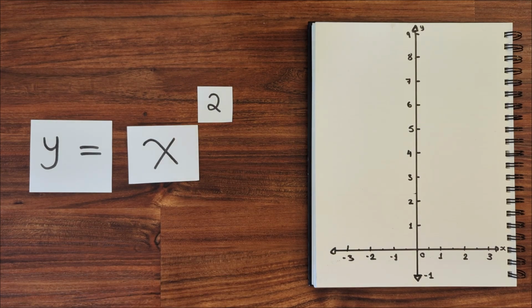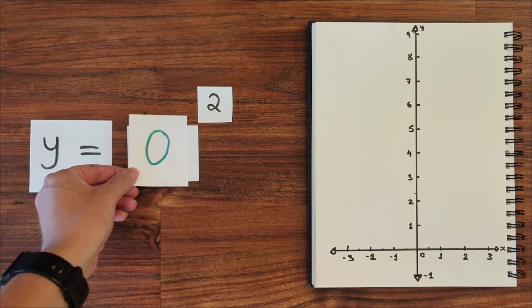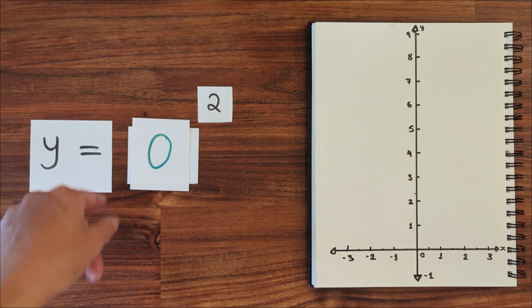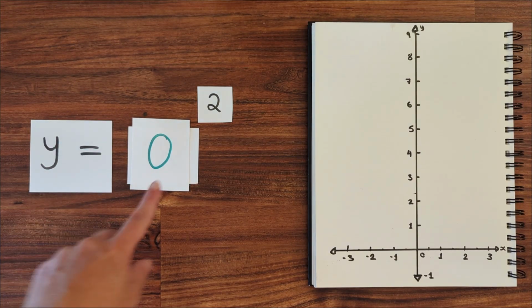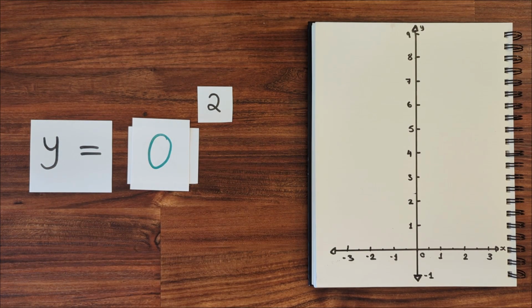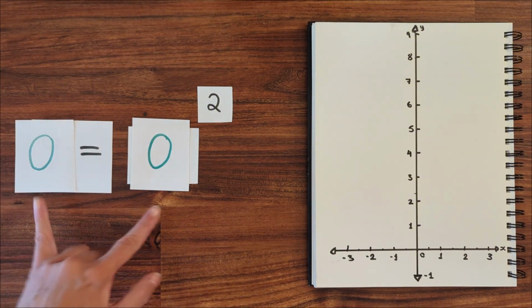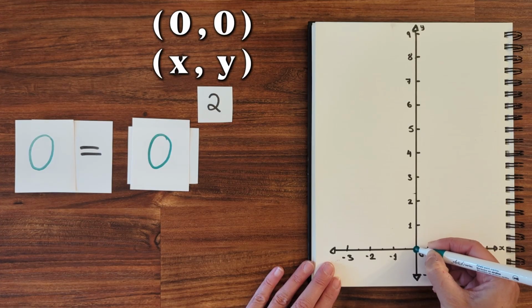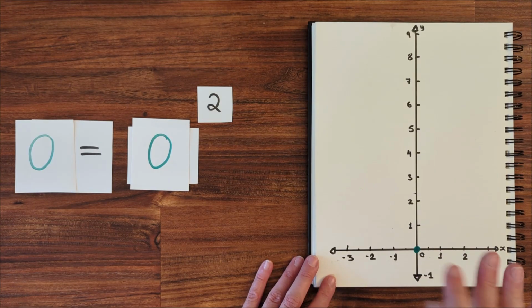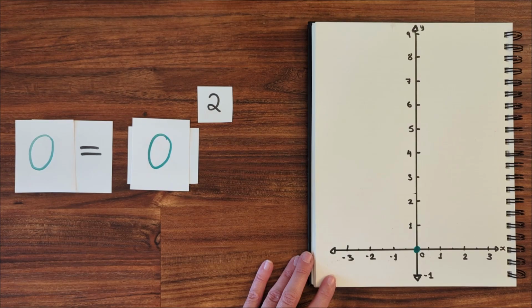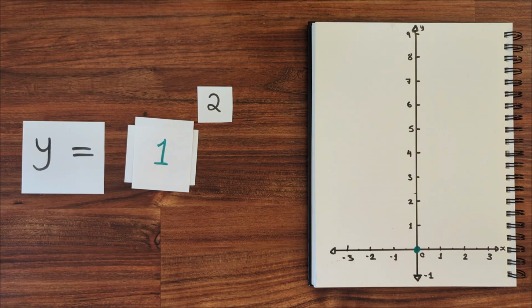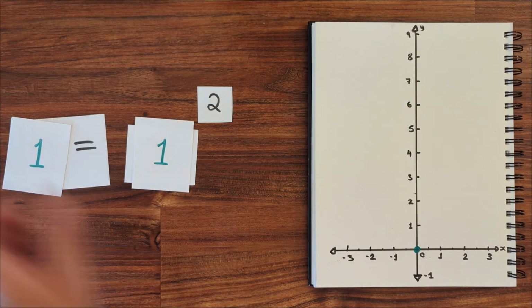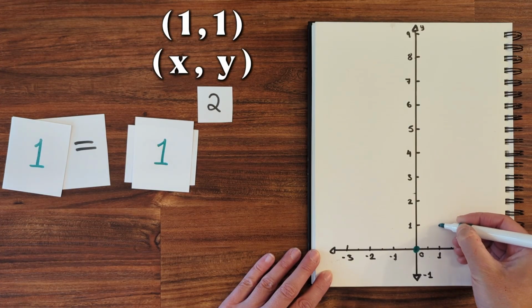We're going to start replacing x with different numerical values, for example, 0, and then calculating what that equals for the y. So 0 squared, 0 times 0 is 0, and we have our first coordinate. So our first coordinate is going to get placed right there. That point actually has some significance, and we'll come back to that later. If I plug in the value 1, 1 squared is 1, and we have our next coordinate.